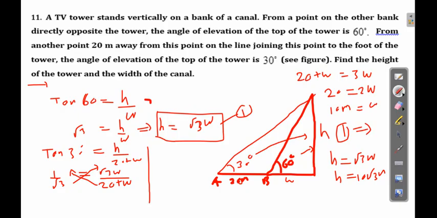Just see it carefully. You may pause the video in between while watching the solutions. Very first thing I told you: draw the diagram, then write given, to find, and then write the solution. In the end, don't forget to write that the height of the tower is 10 root 3 meter and the width is 10 meter. I hope no doubts.